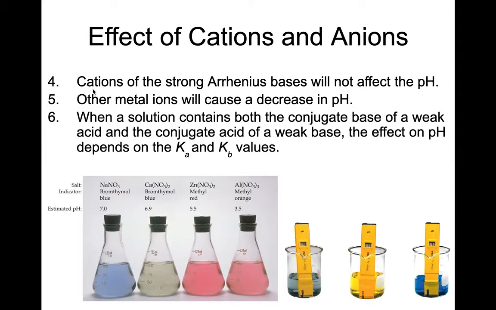Alright, the other half of these: if the cation is from a strong Arrhenius base, it will not affect the pH. So just like the anions, if the cation came from a strong base, it has no effect. It is weak. Other metal ions will cause a decrease in pH. So other metal ions will be acidic.